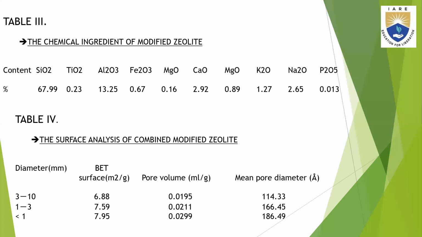Table 4, the surface analysis of combined modified zeolite. Diameter, bed surface 3 to 10, 6.88, pore volume 0.0195, mean pore diameter 114.33. For 1 to 3, 7.59, pore volume 0.0211, mean pore diameter 166.45. Less than 1, bed surface 7.95, pore volume 0.0299, mean pore diameter 186.49.